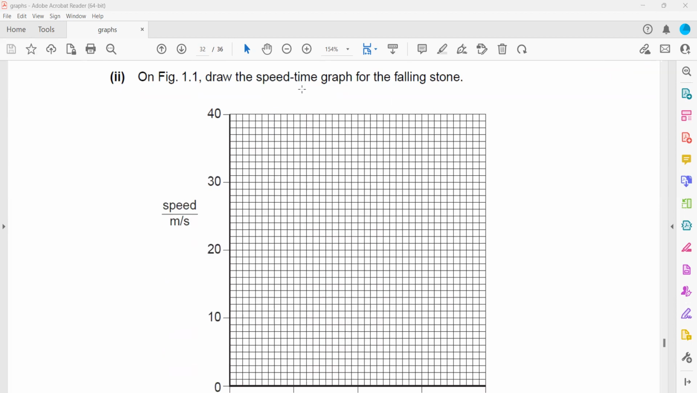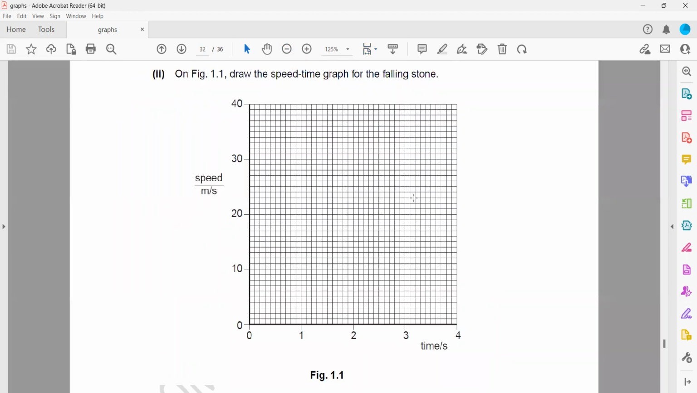On figure 1.1, draw a speed time graph for a falling stone. So when time is 3.2, 10 boxes equal 1, so each is 0.1. So this would be 3.2. The speed was 32. And it is falling at a constant acceleration, so a straight line will be there. So for 32 and 3.2, we'll draw a straight line. Because this falling object, as I mentioned, is falling with a constant acceleration, it will be a straight line.